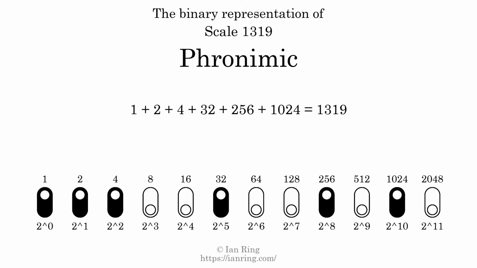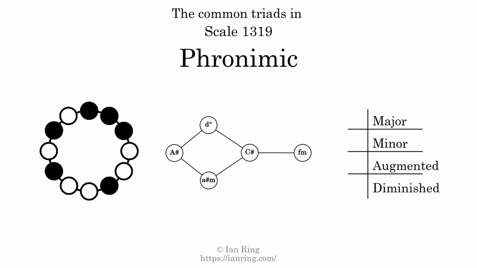1319. The scale number not only enumerates the scale with a unique index, but it also literally describes the tonal content of the scale. Represented as a binary number in base 2, the scale number is 010100100111. Here are the common triads present in this scale.